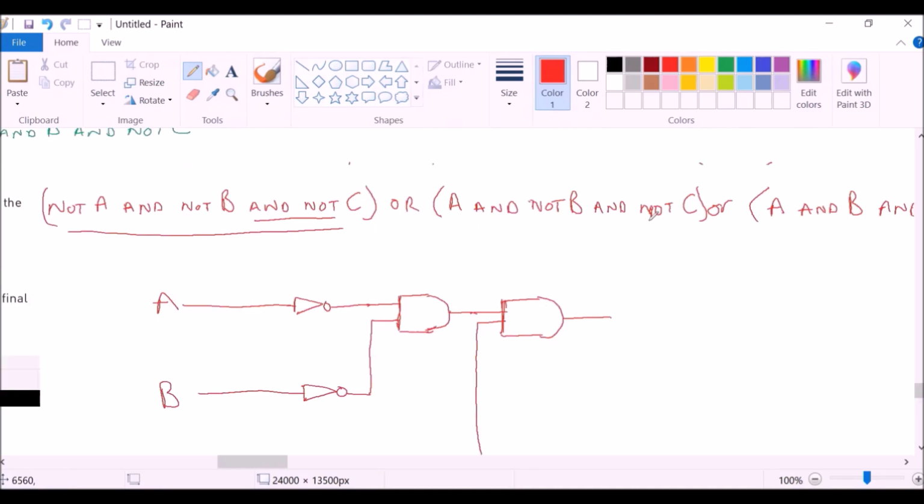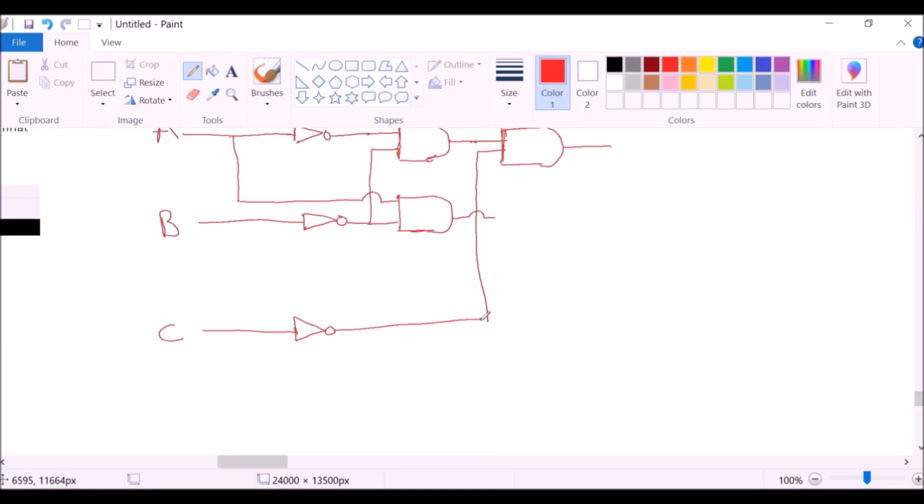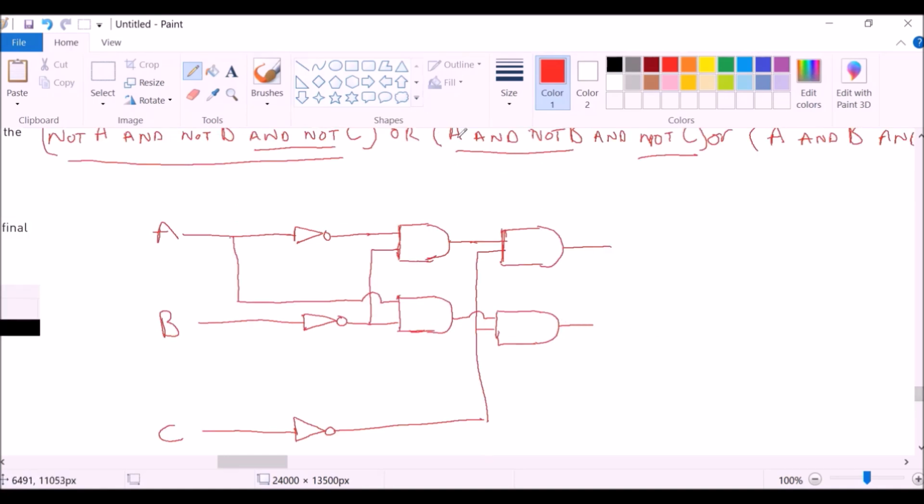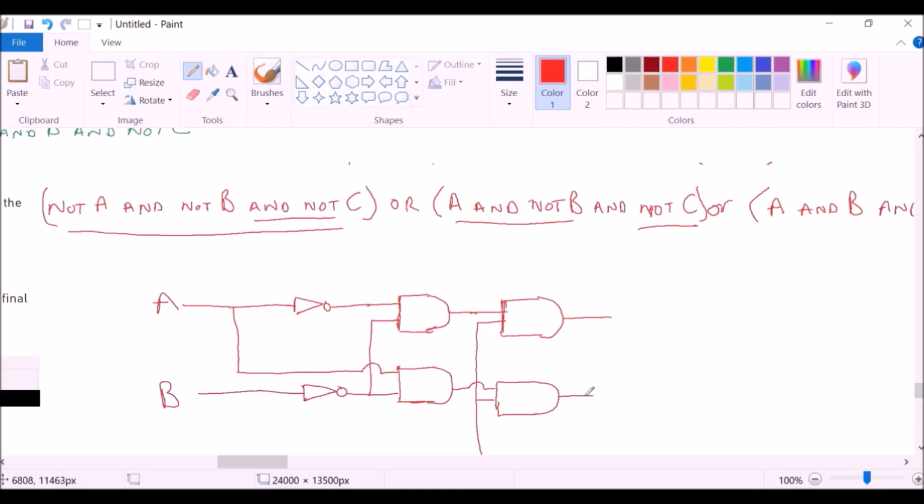Then we go to this circuit. We start with A and not B. Then we include not C to this output. This is not C through an AND gate. Then we have the output of A and not B and not C. These are connected with an OR gate. So this output here connected to an OR gate. So we have done these two circuits.